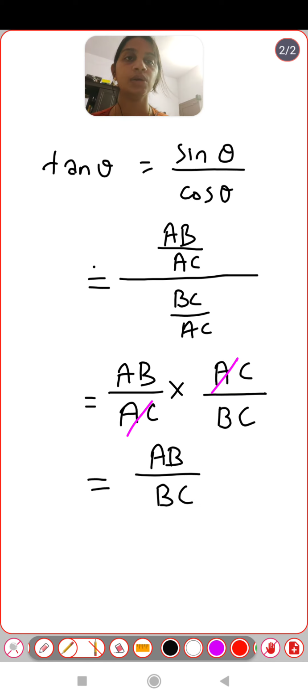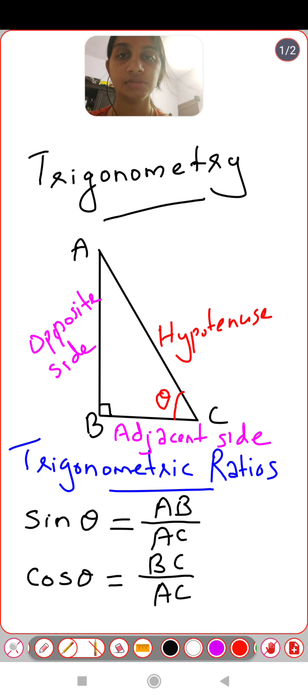Now go and check that figure. So we get tan theta as AB by BC. Here AB is the opposite side and BC is the adjacent side, right? So tan theta means opposite side by adjacent side. This is the relation between the angle and sides of a right angled triangle.